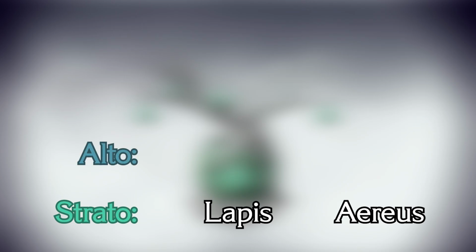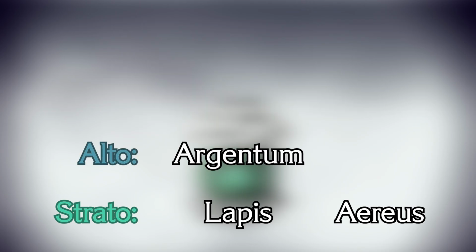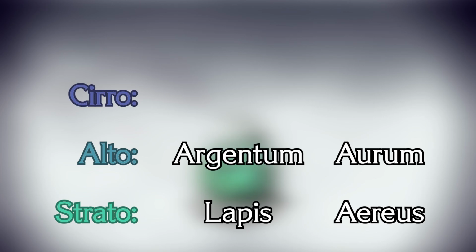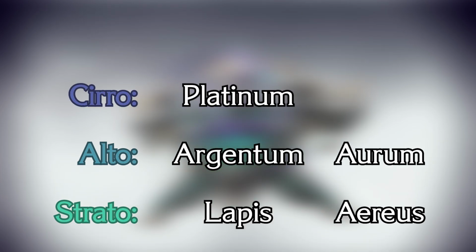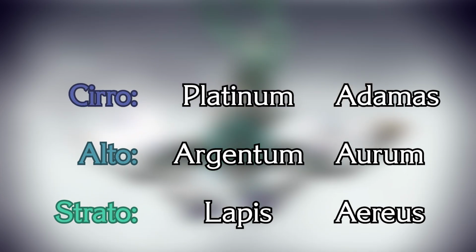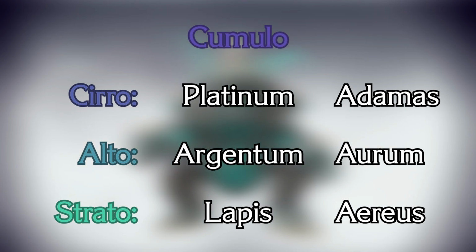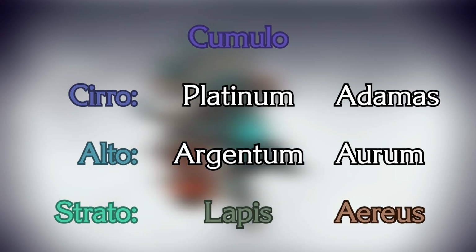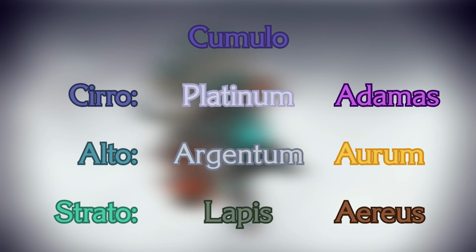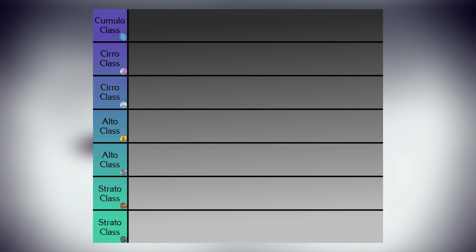For the Alto class, we have Argentum for the lower one and Aurum for the higher one. Finally, for the Cirro class, the lower subclass is Platinum and the higher subclass is Aramas. You can probably infer from the second to last subclass listed that these are the Latin translations for stone, bronze, silver, gold, platinum, and diamond. I will be listing them as we move along, so let me know if you would switch any around. And with that out of the way, let's begin.